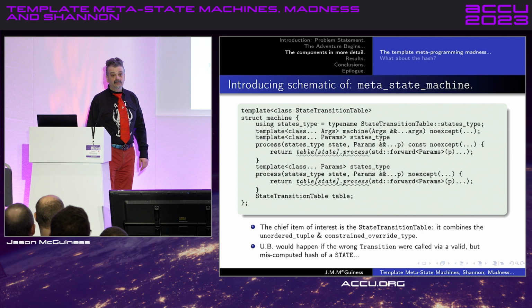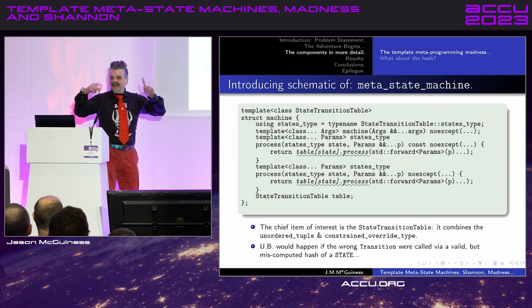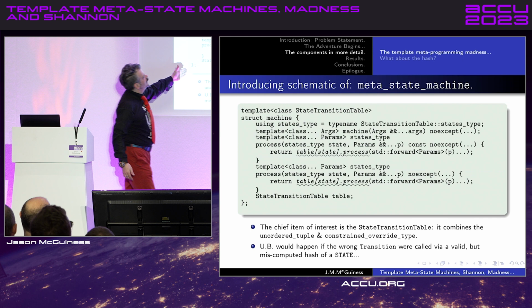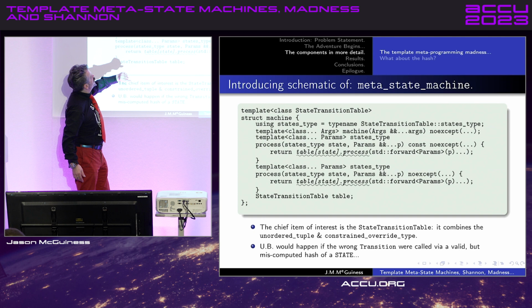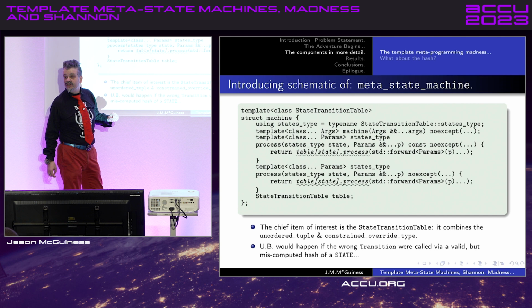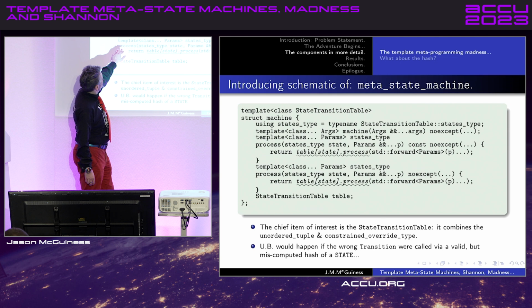Okay, remember that diagram. We've got constrained override types. We've got unordered tuple. That's inside meta state machine. Here it is. Here's our machine, right? Here's our state types, the states that come in each transition. Our machine has a constructor. We'll elide that because it's not particularly germane. It's a bit boring, really. And it is an interesting use of fold expressions. Quite exciting use of fold expressions, actually.